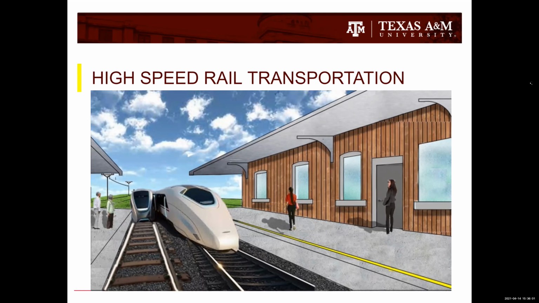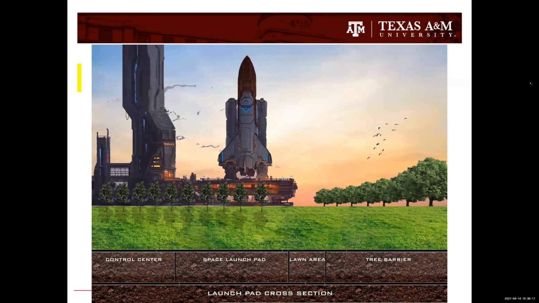This is a high-speed rail transportation perspective, showing that hub that Andrew was talking about. And then last, we have our space launch pad type cross-section perspective showing what the City of Equality is built around.